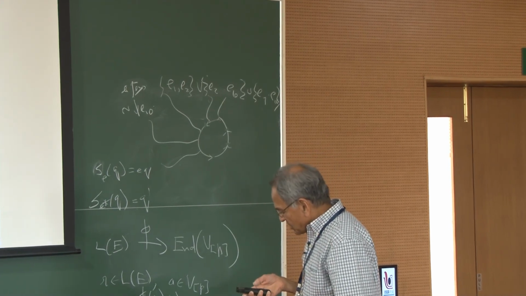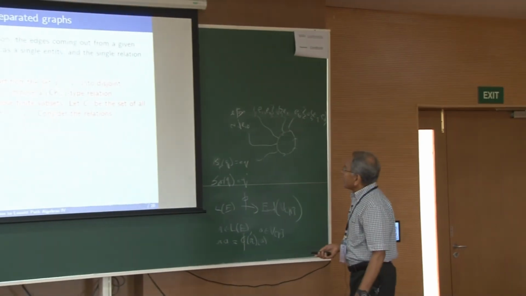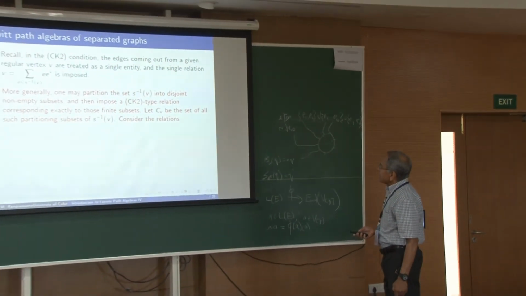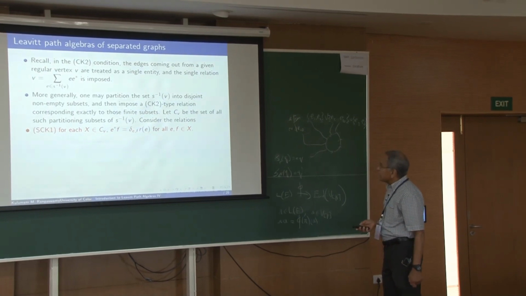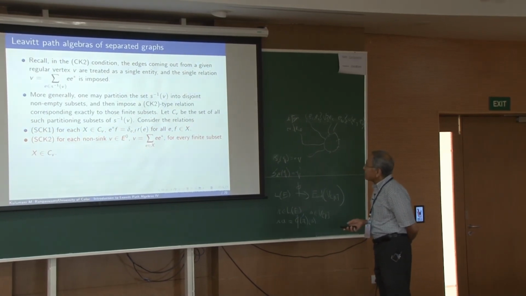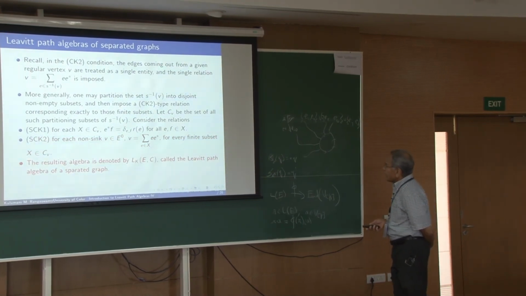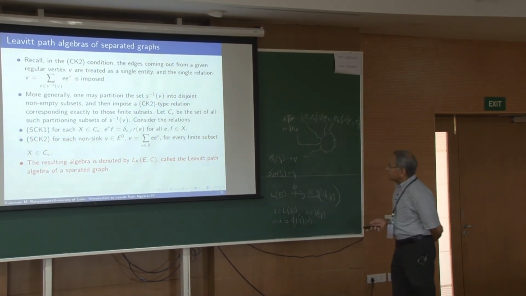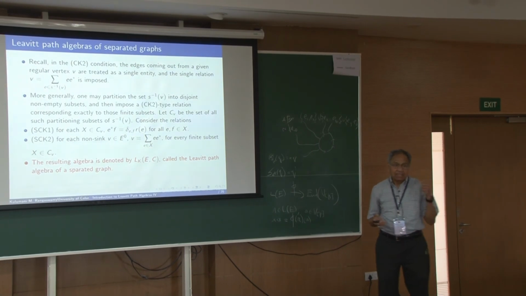It leads to some interesting properties of the corresponding path algebras, and of course that's what this definition is, essentially. They are denoted by the symbol S_K(E, C), where C really denotes the partition set.